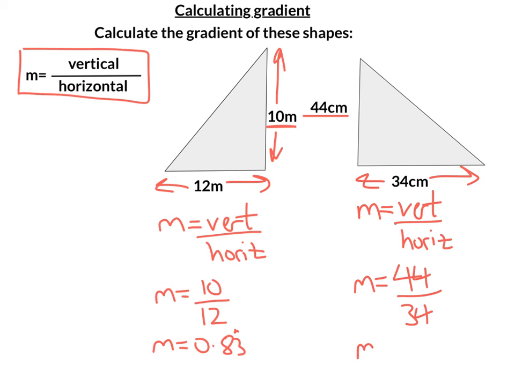So we put that in there, put that into our calculator, and we get 1.2941. So m equals 1.3.